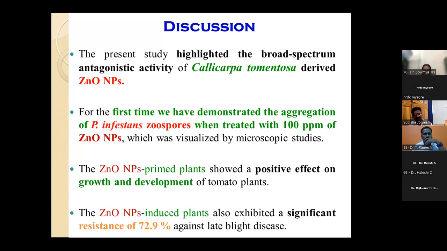All three sets of experiments we have demonstrated, and the curative activity, the leaf assay we have done, clearly demonstrates that if you treat and spray with the nanoparticles, wherever the plants are exposed to secondary contamination or attack, definitely there will be a certain amount of protection. This is what we observed, and the priming of the seed material with the nanoparticles has a very positive effect on the growth and development of the plants; we tested with tomato. And zinc oxide nanoparticles induced plant resistance of up to 72.9%. This is very excellent, which we observed for the late blight disease of tomato.